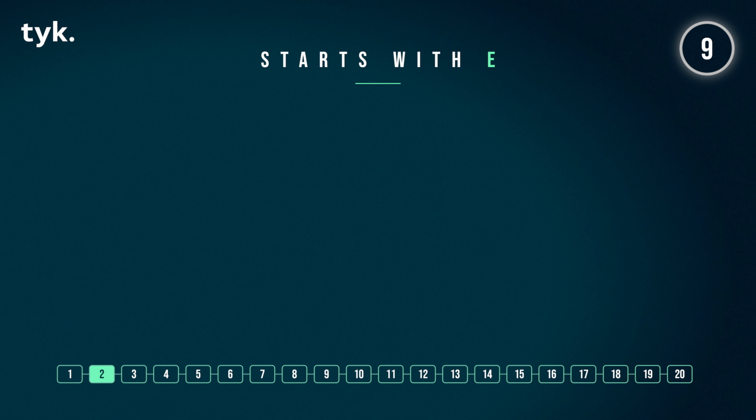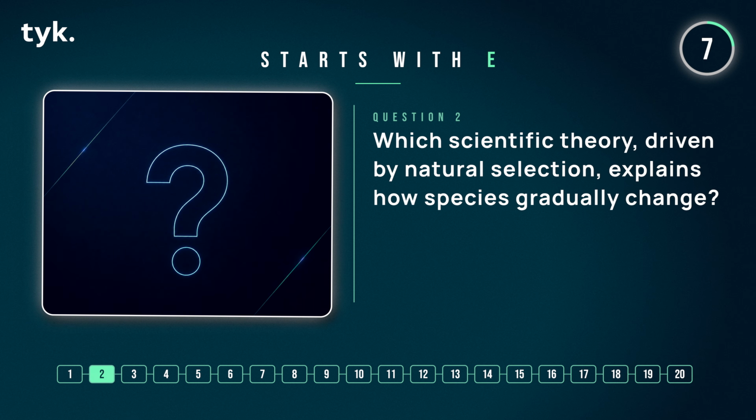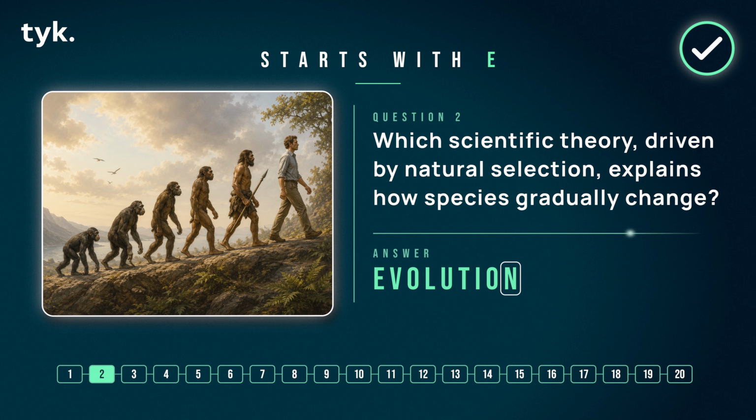Question 2. Which scientific theory, driven by natural selection, explains how species gradually change? Evolution. Every living species is still evolving, although the changes usually happen too slowly to notice within a single lifetime.